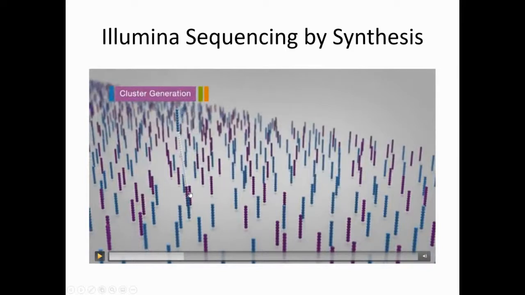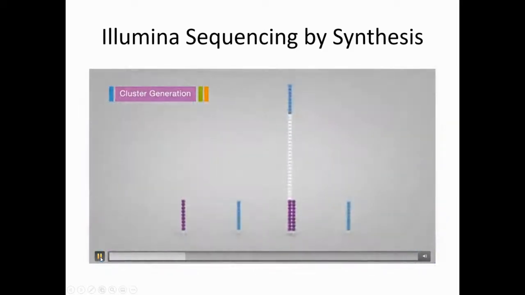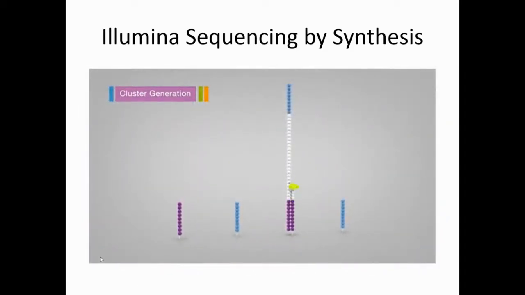The adapter will bind to this oligo that is already attached to the flow cell, right? Pay very close attention here. A polymerase creates a complement of the hybridized fragment. The double-stranded molecule is denatured, and the original template is washed away.